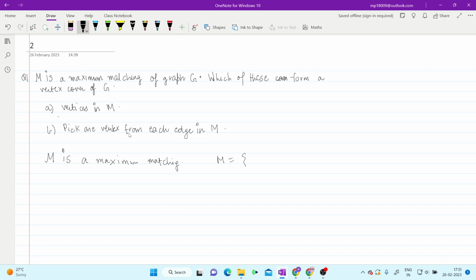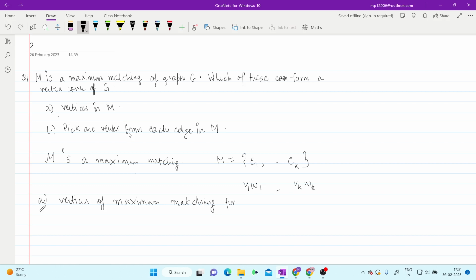So I'm saying that M is E1 to EK, and these are the vertices V1 W1 and VK WK. So M is a maximal matching. Do you think that if we take all the vertices in M, they will form a vertex cover? The answer for A is yes. I am saying that the vertices of a maximum matching form a vertex cover.